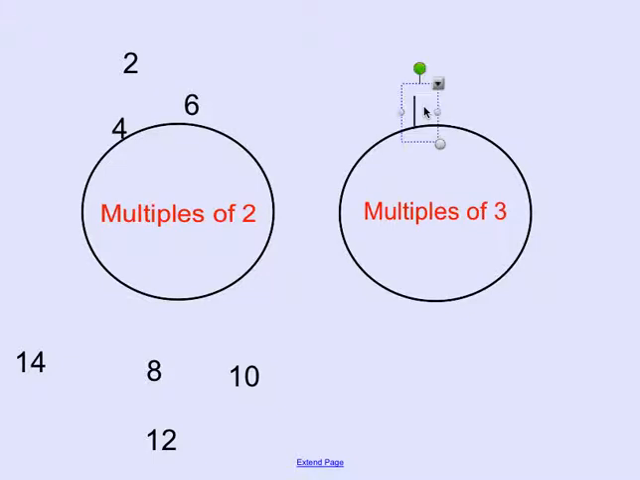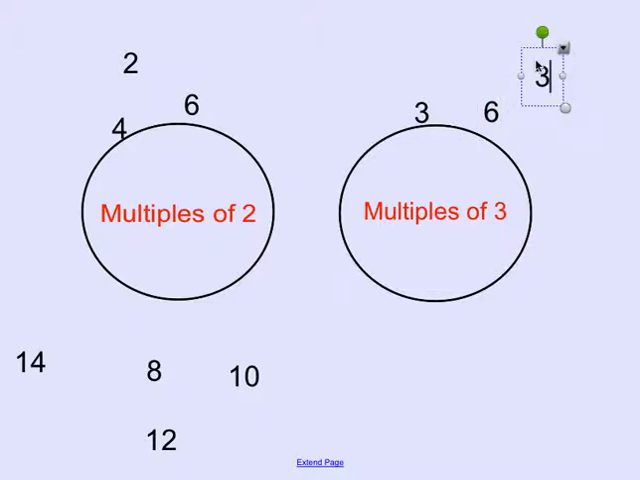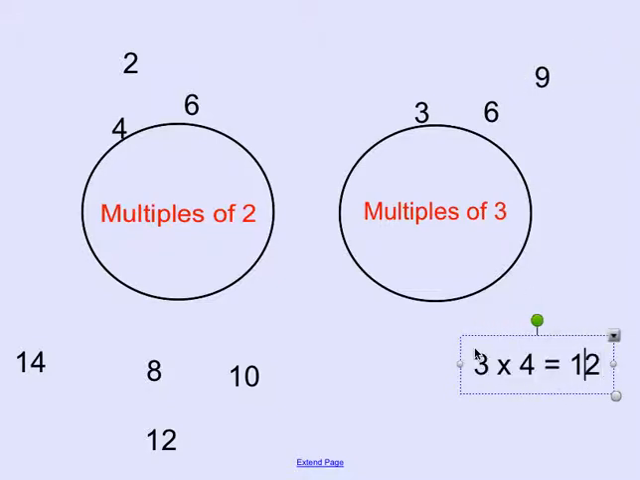Now let's go ahead and take a look at our multiples of 3. I can just count by 3, or I know that 3 times 1 is 3. 3 times 2 is 6, so 6 is a multiple. 3 times 3 is 9, so 9 is a multiple. 3 times 4 is 12, so 12 is a multiple. And I could go on and on and on.